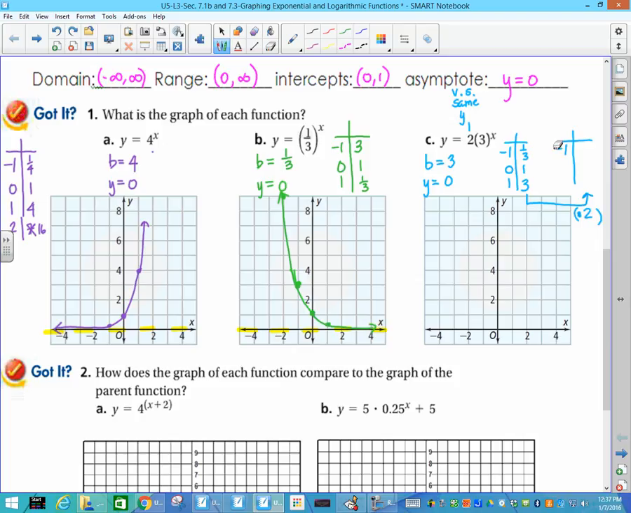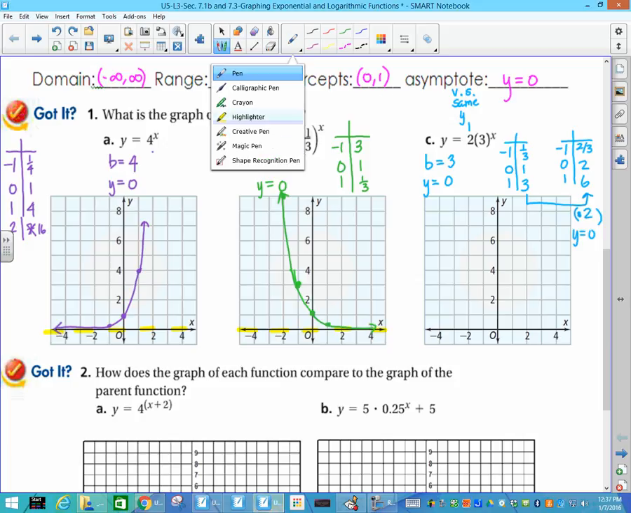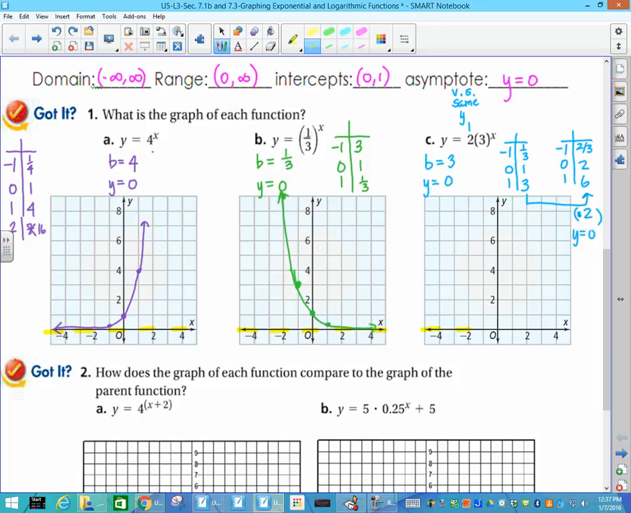Okay? So my x values don't change. 3 times 2 is 6. 1 times 2 is 2. And 1/3 times 2 is 2/3. Kind of having a hard time squeezing that in. Okay? So those are my points. Now, I did it to every y value, and my asymptote is y, so I need to go do the same thing to my asymptote. 0 times 2 is 0. So did my asymptote change this time? It did not. I still have y equals 0.